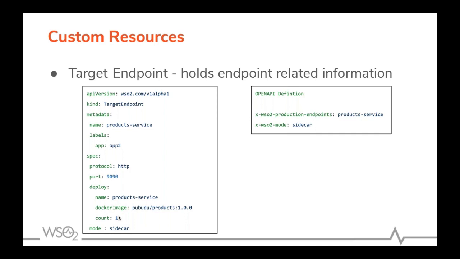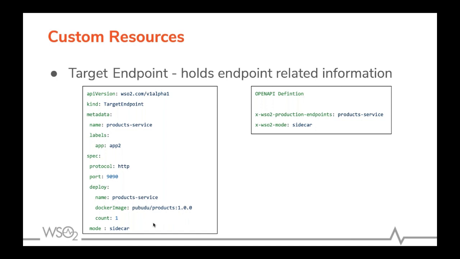Then you can select the mode as private jet or sidecar. If you deploy this in private jet mode, as soon as you deploy the target endpoint in Kubernetes, it will deploy your microservice in Kubernetes.